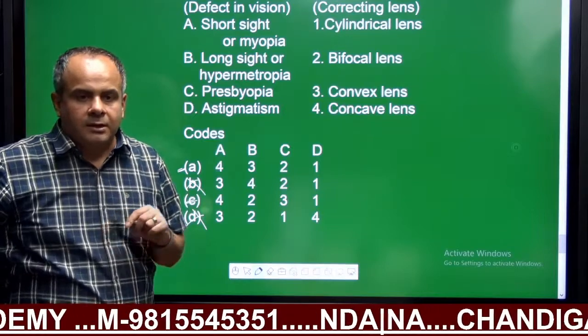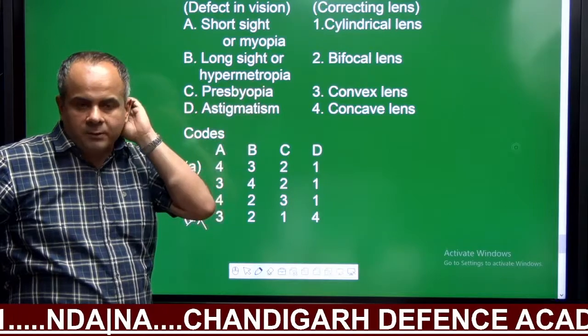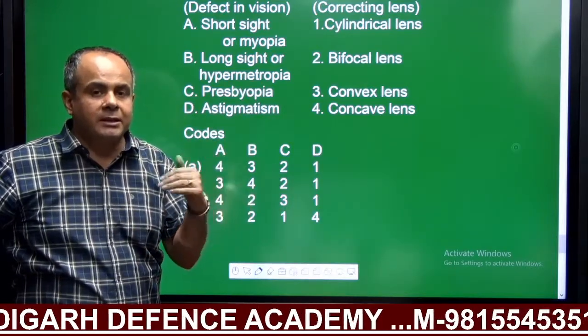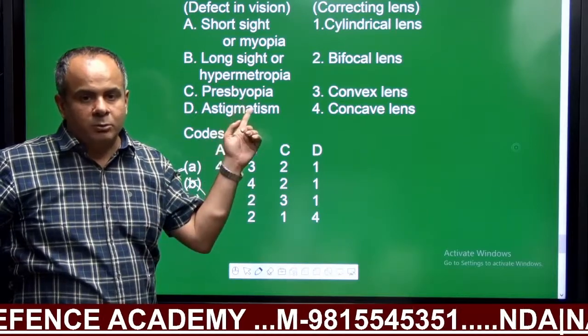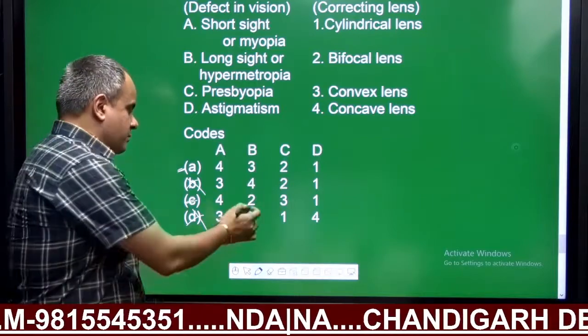ओके, अब थोड़ा आगे देखते हैं. बी डिफेक्ट कह रहा है वो लॉन्ग साइटेडनेस और हाइपरमेट्रोपिया, फार साइटेडनेस. हाइपरमेट्रोपिया में इट इज करेक्टेड बाय कन्वेक्स लेंस. So B should be going to 3. Okay, B goes to 3, and here B does not go to 3.